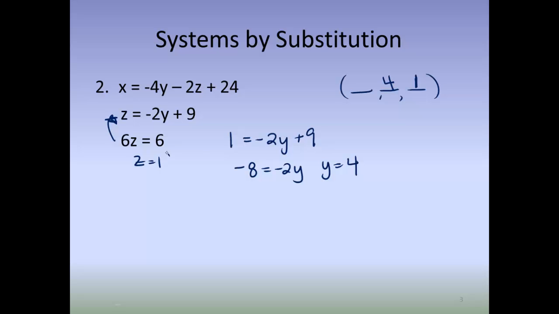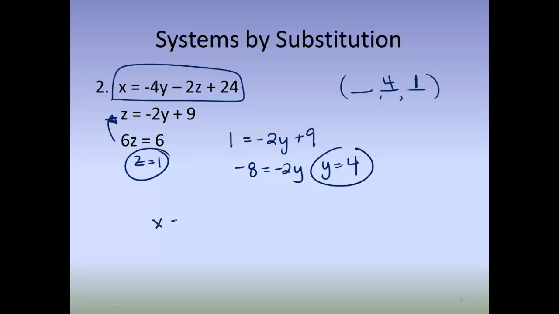Okay, then I'm going to take both my z and my y and solve for x. So x will equal negative 4 times positive 4 minus 2 times 1 plus 24. X will equal negative 16 minus 4 plus 24, and x will equal positive 4. And there's my answer for this one.